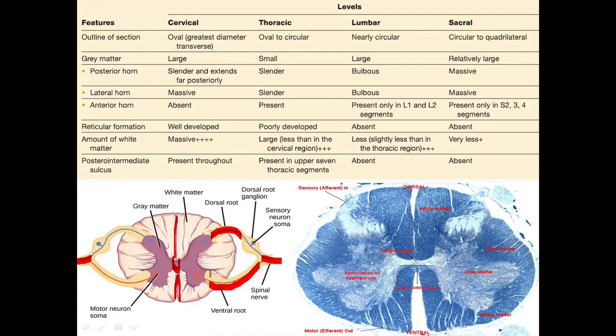Then when we see the internal features, we can identify an outer white matter and an inner gray matter. We're supposed to keep in mind that whenever you study the CNS, outer and inner, these words are very important. At certain places, it will be outer gray matter and inner white matter. Especially in the spinal cord, it's made up of outer white matter and inner gray matter.